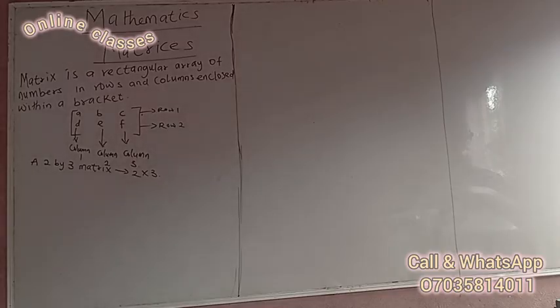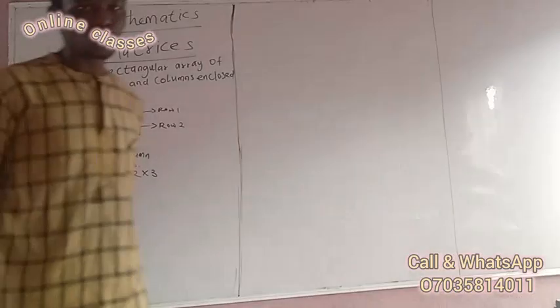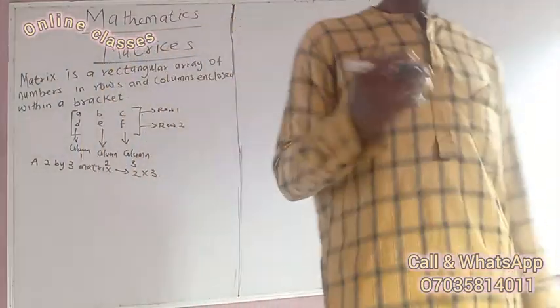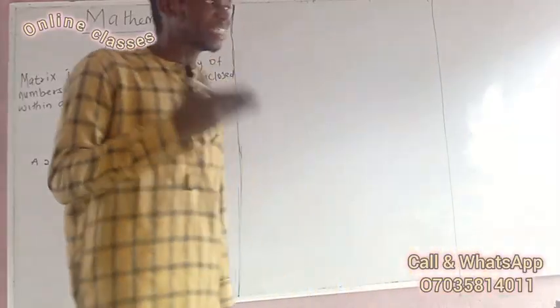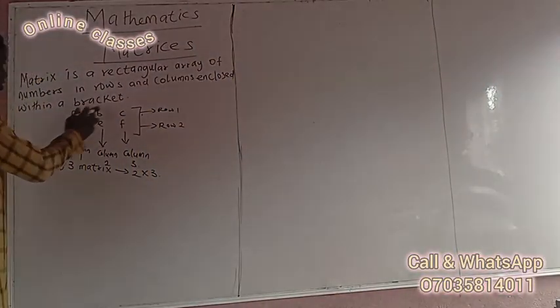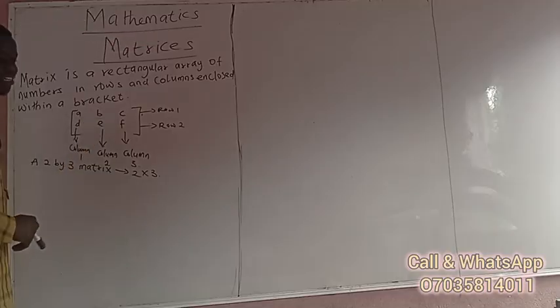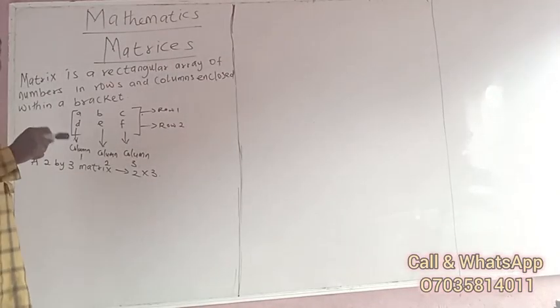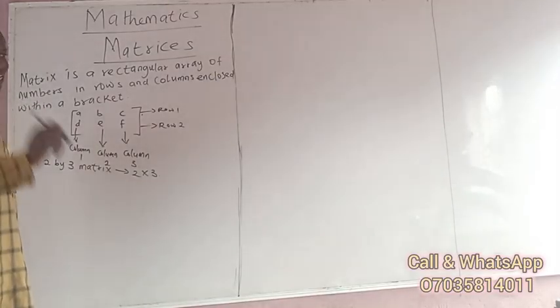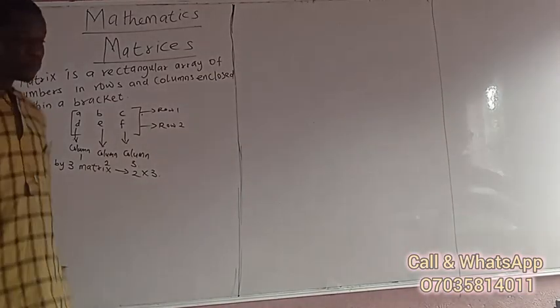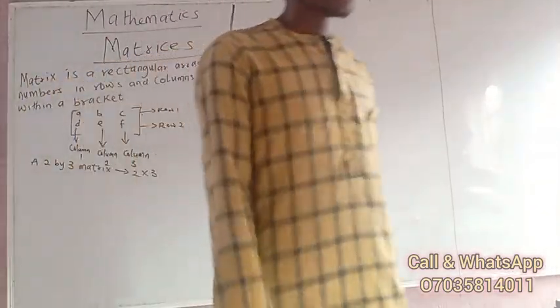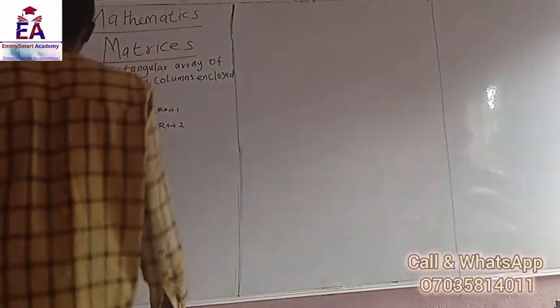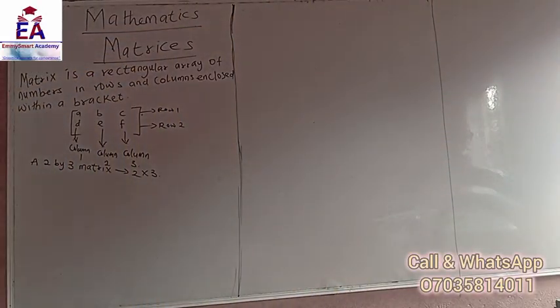So A, B, C, D, E, F are called what? Elements in the matrix. A, B, C, D, E, F are the elements. So what do we usually do with the matrix? We said a matrix is a rectangular array of what? Numbers in rows and what? Columns enclosed within a bracket. Okay.